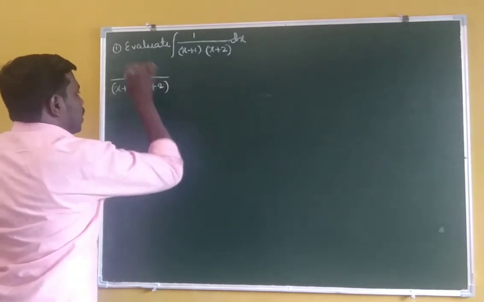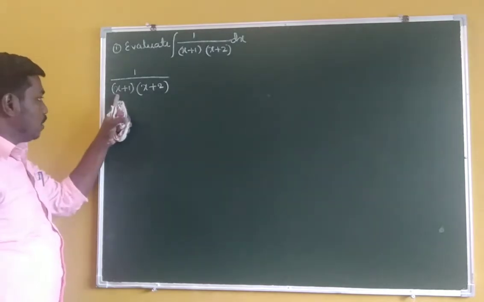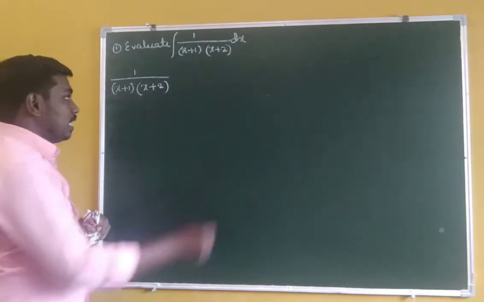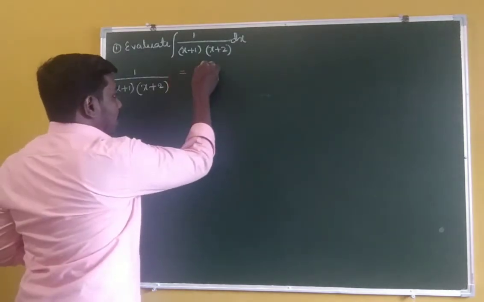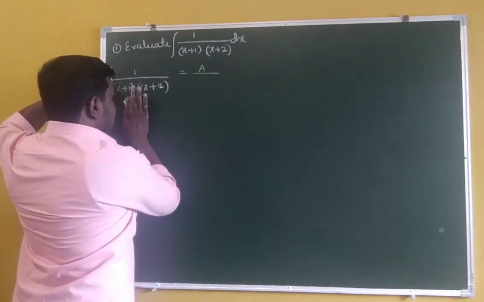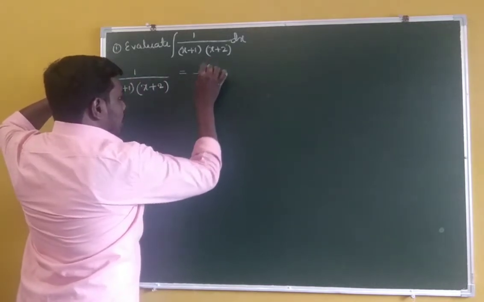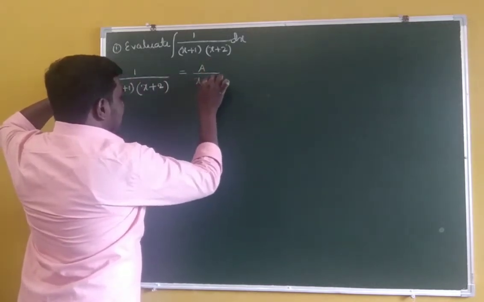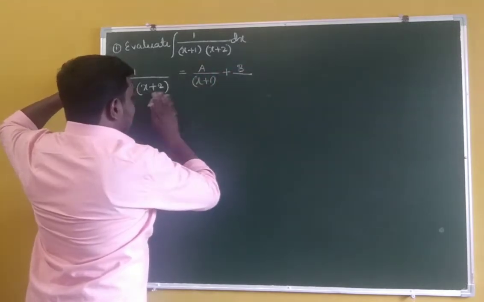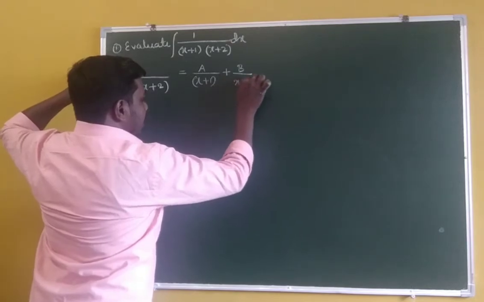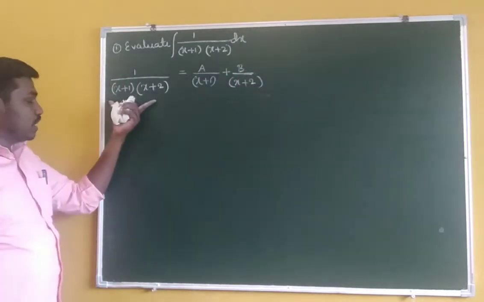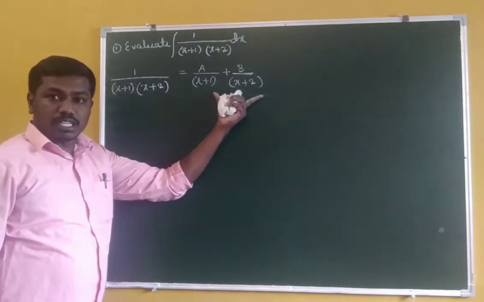Okay? Right? 1 over x plus 1 into x plus 2. So, the integrand of the first form. What is the partial fraction of this one? The rational function in this form, what is the partial fraction? A divided by x minus a plus B divided by x minus b. Correct? So, the rational function corresponds to its partial fractions.